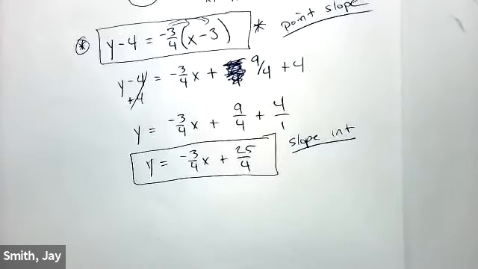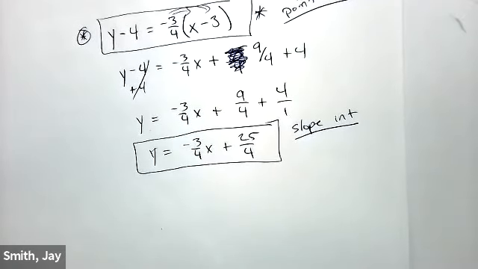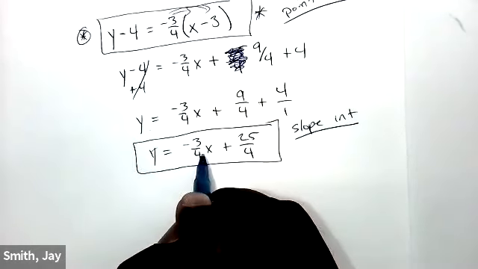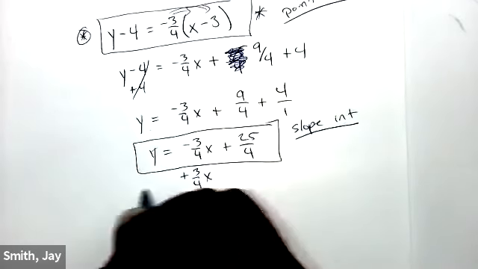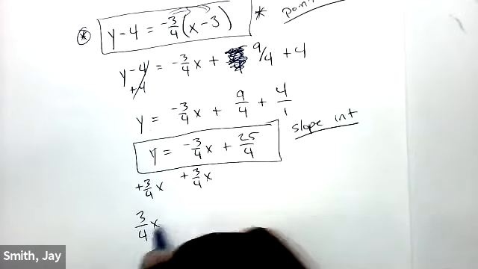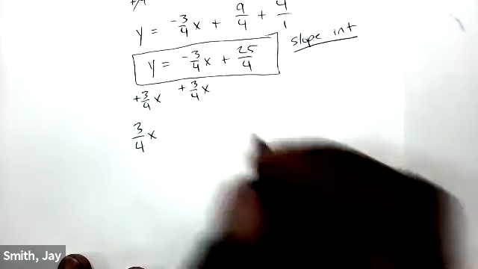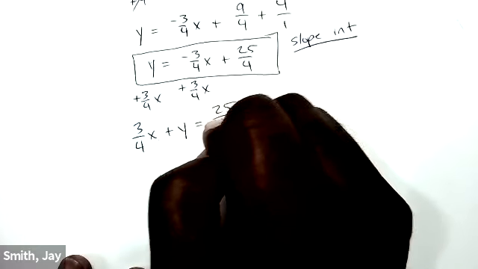Remember, there's a bunch of different ways you could write the equation of that tangent line. And the last form is actually standard form, which is ax plus by is equal to c. I'll have to move the x term over with my y by adding 3/4 x to both sides. This will give me 3/4 x plus y is equal to 25/4.